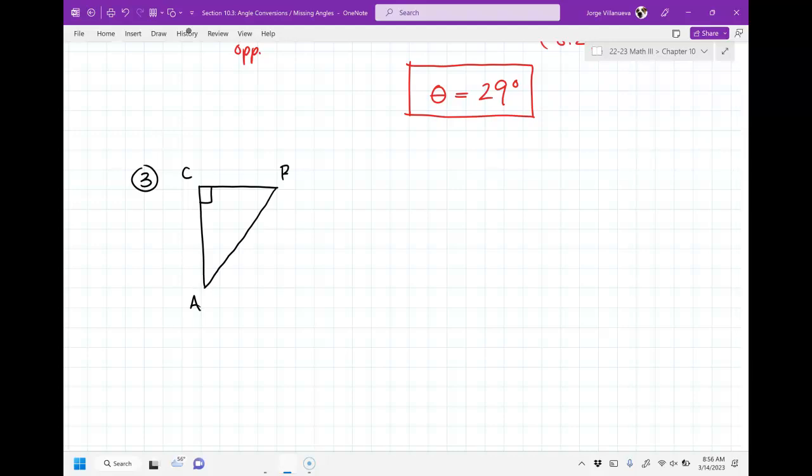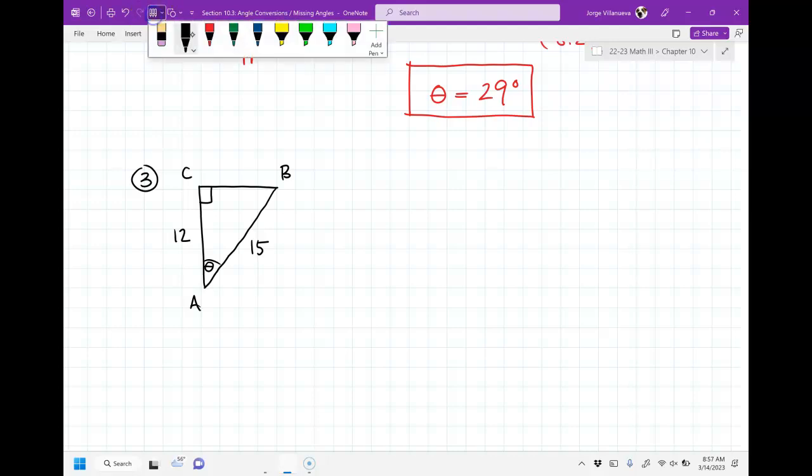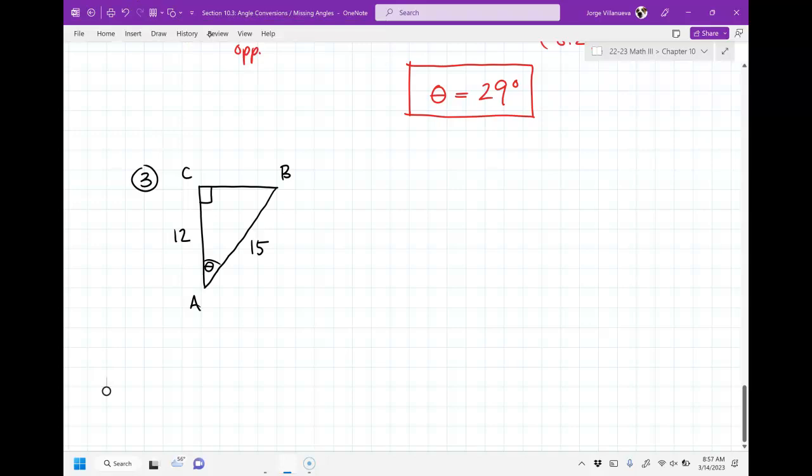Here's ABC, triangle ABC. Here's your theta, 15 and 12. So there's my triangle. So which one is my hypotenuse? The 15, all right. Where's my opposite? Side BC or CB, okay?